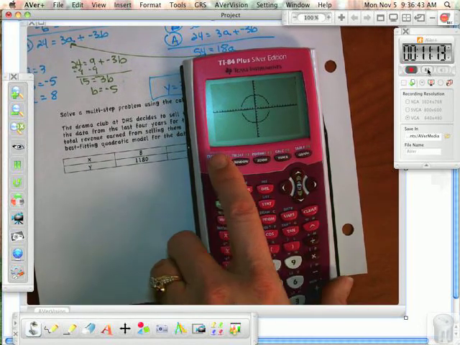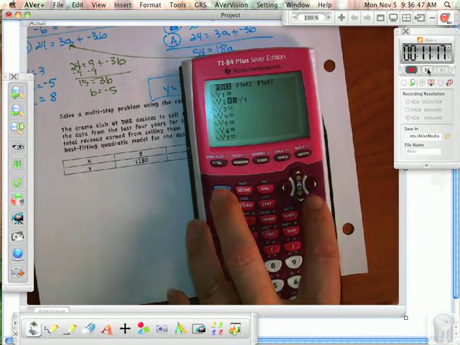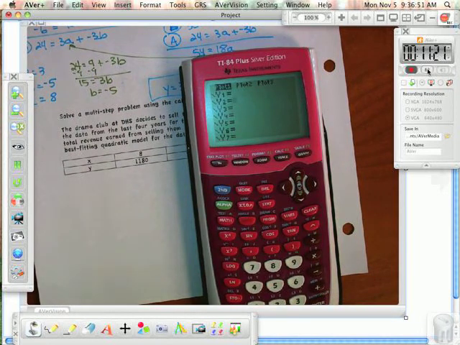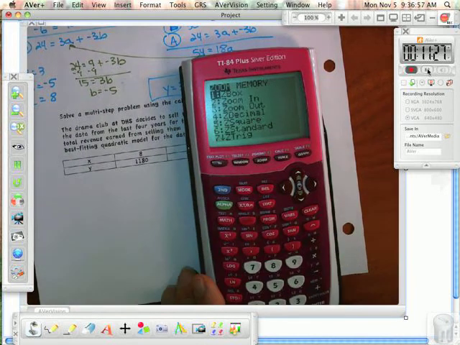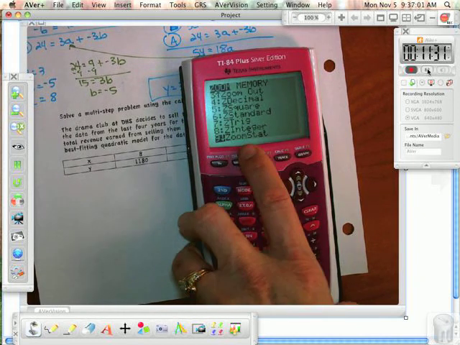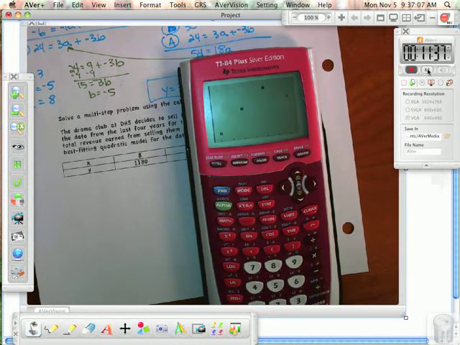That's because we don't have the right window. So how do we get the calculator to zoom in on our statistics? Zoom, and it probably is 9, but if you're not sure, go down and look. See, it says zoom stat. So you want the calculator to zoom in on your statistics, so push enter. Oh, there they are. Got that? Yeah? Okay.